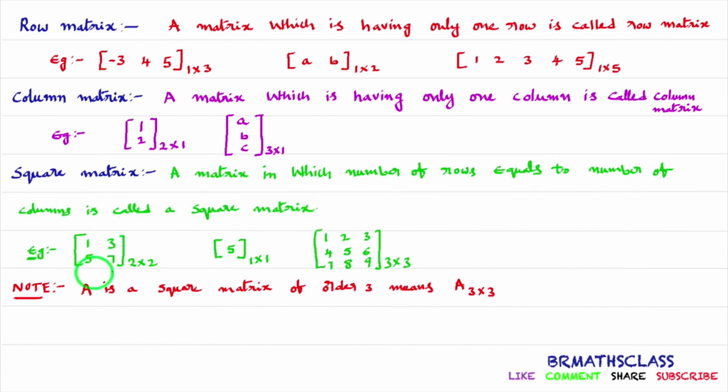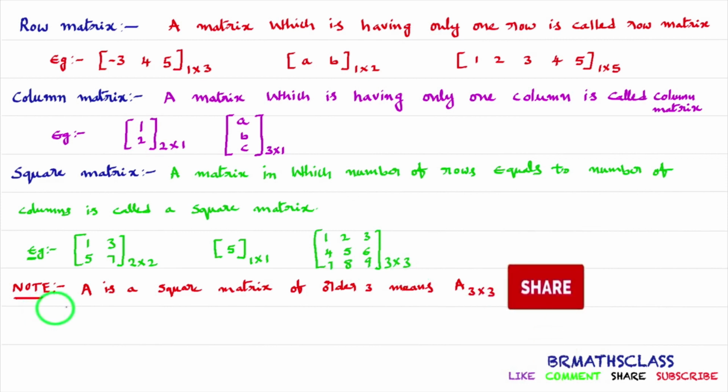You observe this example. What is the order of this matrix? Order of this matrix is 2 by 2. So, in this matrix, number of rows equal to number of columns. So, this is the example for square matrix. You observe this matrix. This is of order 1 by 1. 1 row is present, 1 column is present. Is it an example for square matrix? Of course, it is a square matrix because number of rows equal to number of columns. You observe this matrix. It is a square matrix or not? Yes, because number of rows equal to number of columns.